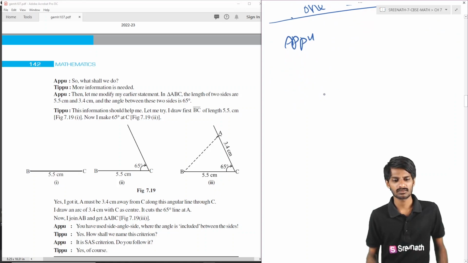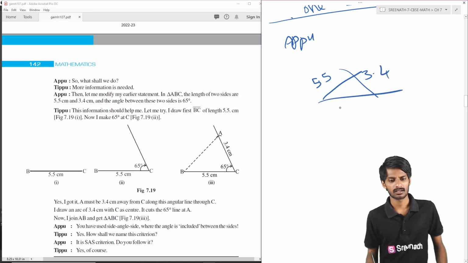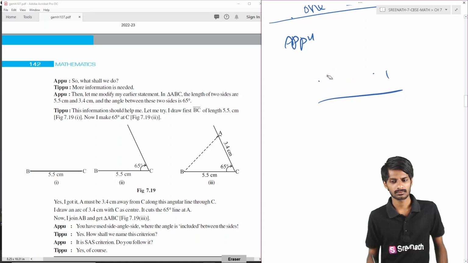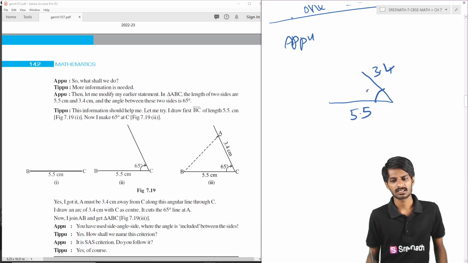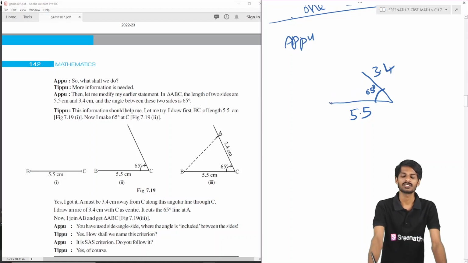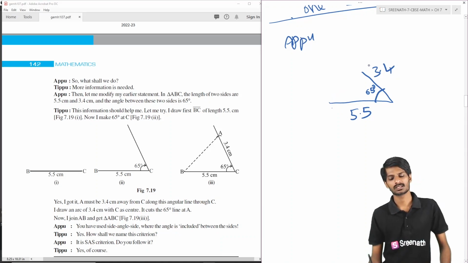So what Appu is saying is the lengths of the two sides of the triangle are 5.5 and 3.4, and the angle is 65 degrees. Like that you have to do this task, students.